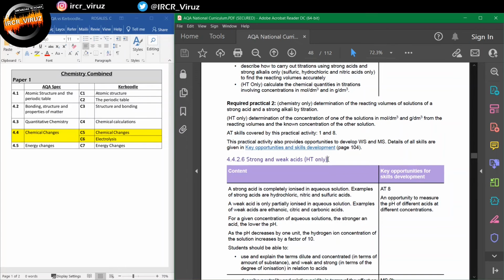Because you can have a very strong acid that is diluted, and you can have a weak acid that is very concentrated, and a weak acid that is concentrated may be stronger. It may be more corrosive than the strong acid because it's diluted. So the strength and concentration are two different things.